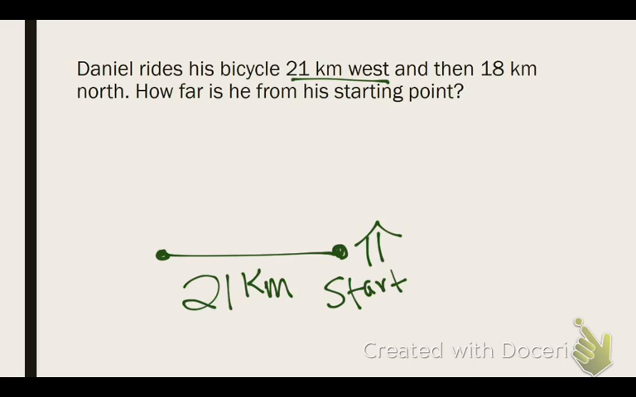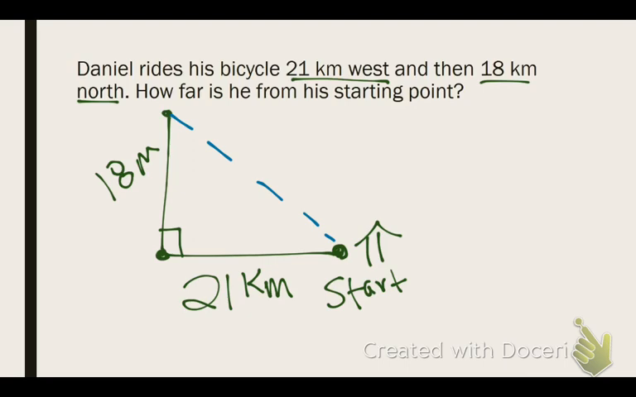Daniel goes 21 miles west, so he goes left. Then what does he do? 18 kilometers north, so he goes up. It is understood that when north and south and east and west meet, they make a 90-degree angle. They are perpendicular to each other. So, how far is he from his starting point? When you measure the distance of something, you don't measure the longest way. You measure the shortest way.